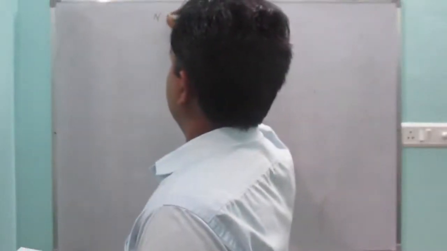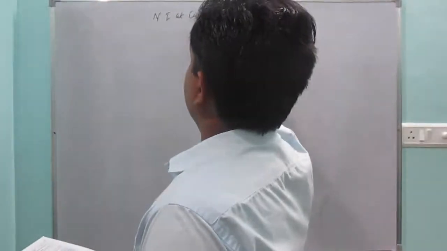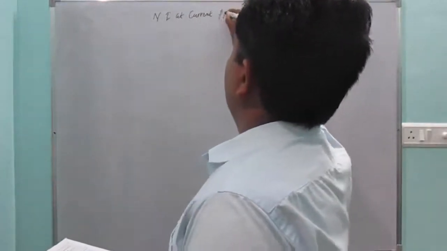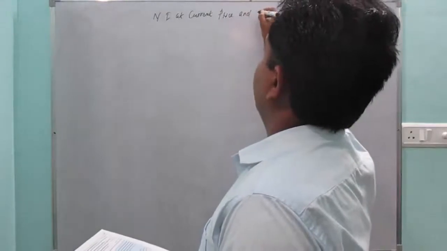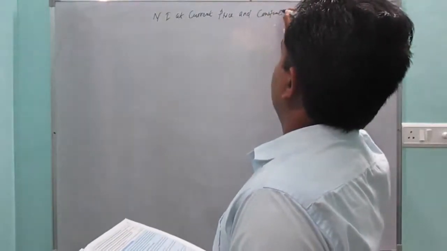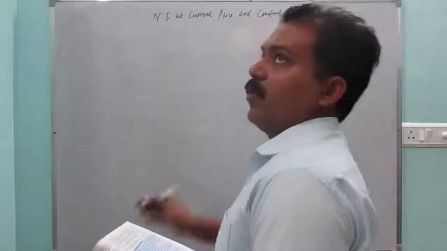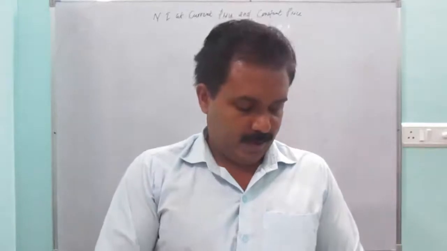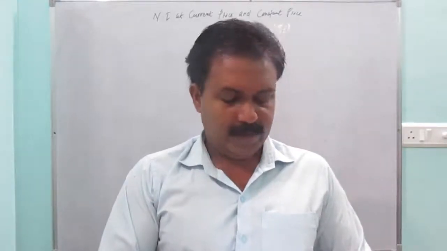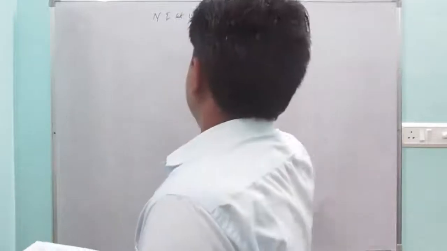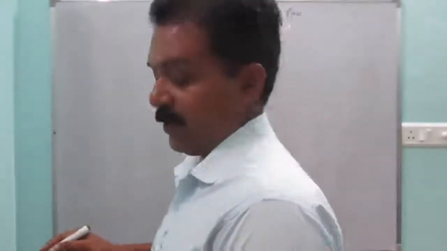Today we are going to see national income at current price and constant price. First we will see current price: national income at current price.